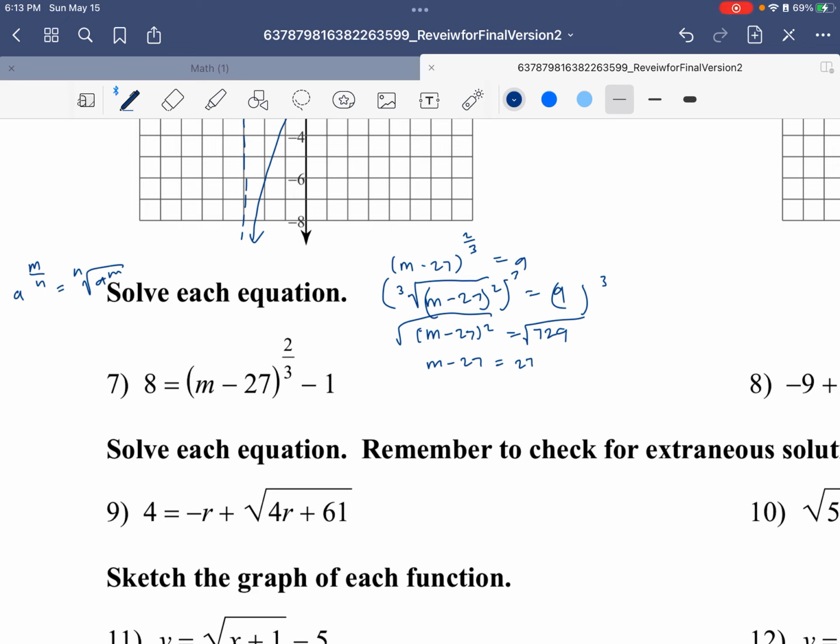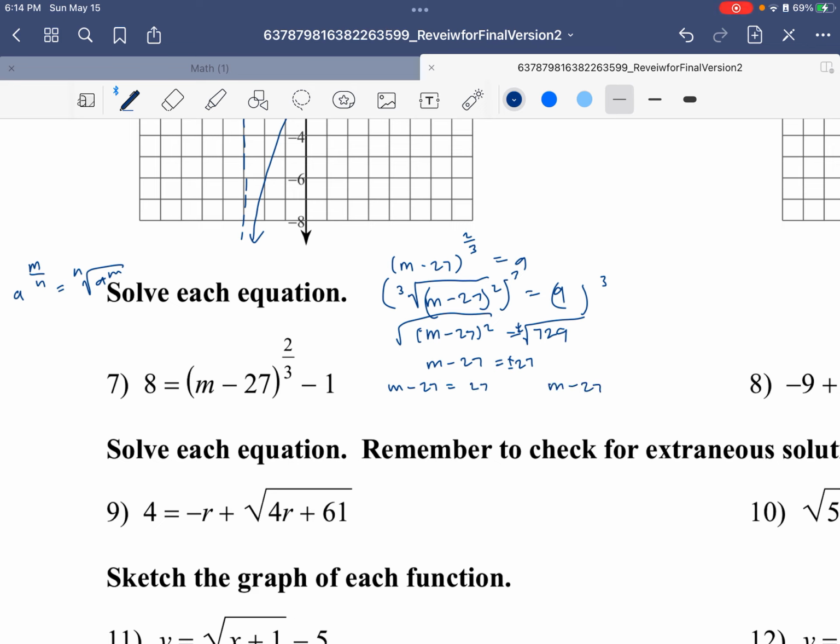Another thing, the square root principle says that when you take the square root of both sides of an equation, you have plus or minus. So this is actually plus or minus 27. And so what that means is m minus 27 equals 27 or m minus 27 equals negative 27.